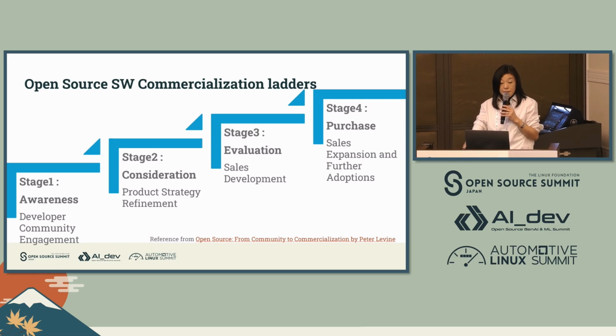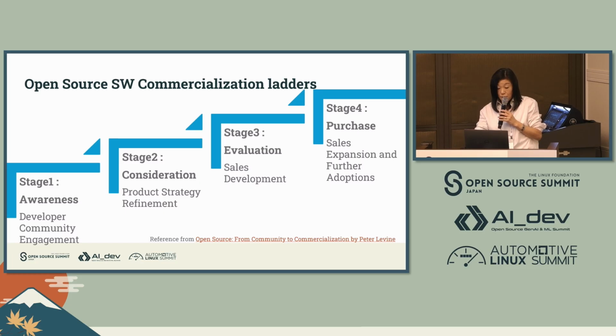So this diagram by Peter Levin from Community to Commercialization shows the open source commercialization path. Here I use a value ladder as opposed to a sales funnel to better reflect incremental value. This is broken down into 4 stages. Stage 1, awareness. Developer community engagement.